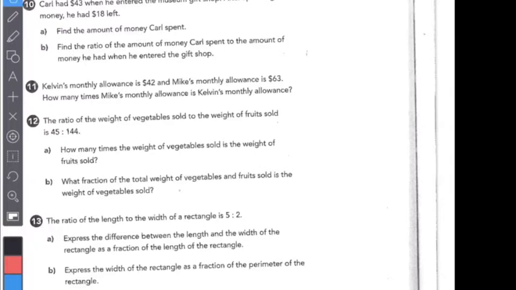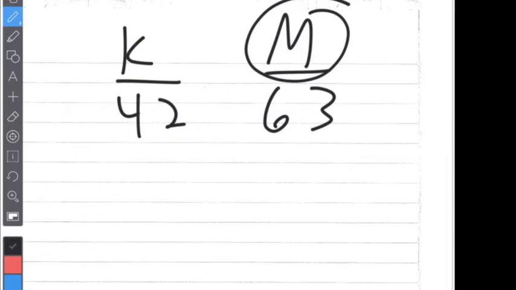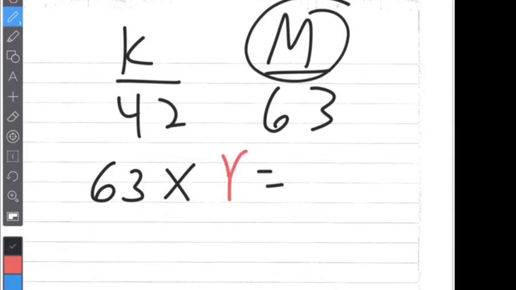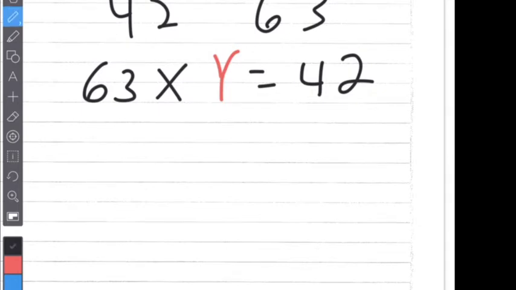Okay, boys and girls, the other way to do number 11 is to set it up as an algebraic equation. Kelvin's monthly allowance is 42 and Mike's is 63. It says how many times Mike is Kelvin. So we know that Mike is 63 times how many, we don't know how many, so we're going to use a variable y, equals Kelvin, which is 42. So it's 63y equals 42.